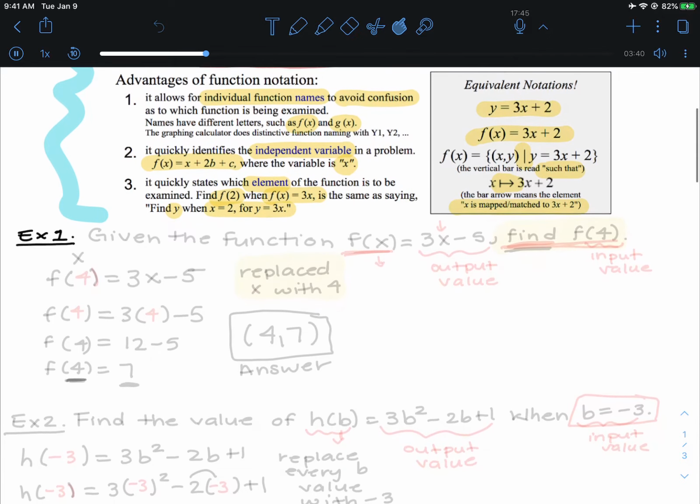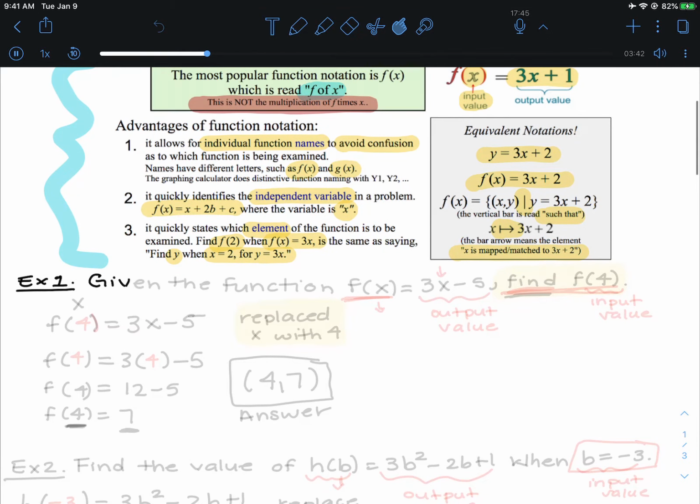Okay, we're given the function f of x equals 3x minus 5. And they want us to find f of 4. Okay, so that means that this right here is our output value, and this right here is going to be our input value.